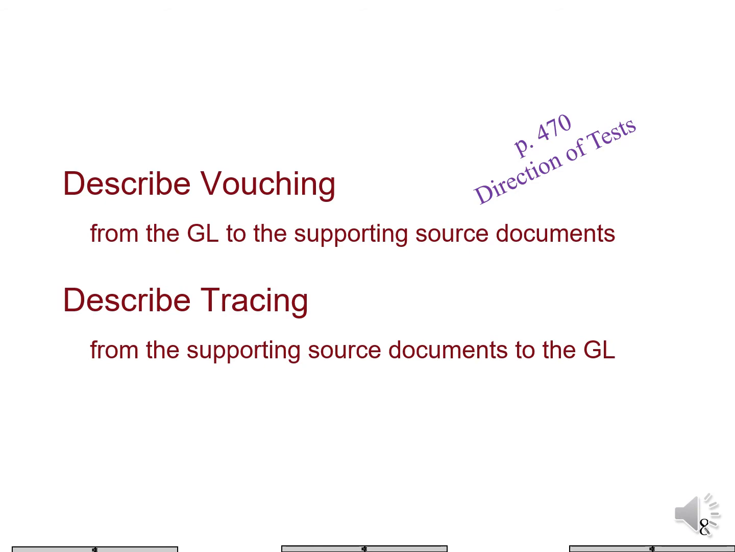Vouching, on the other hand, I think of as going backwards. We start at the general ledger, we go to the sales journal, we go to the invoice, we vouch to the shipping document, we vouch to the sales order, and then the customer order.